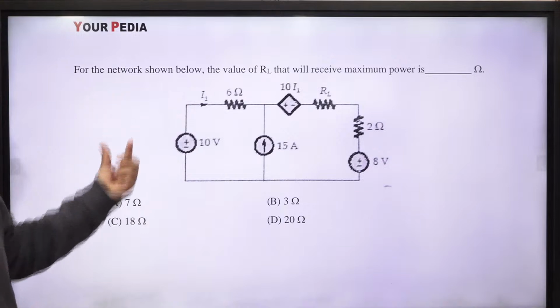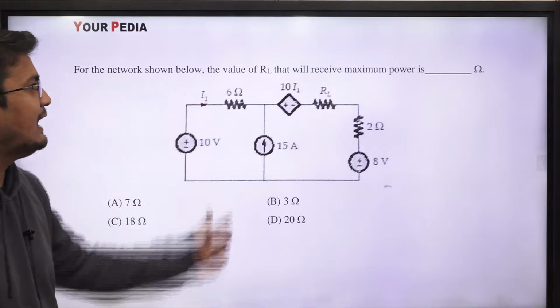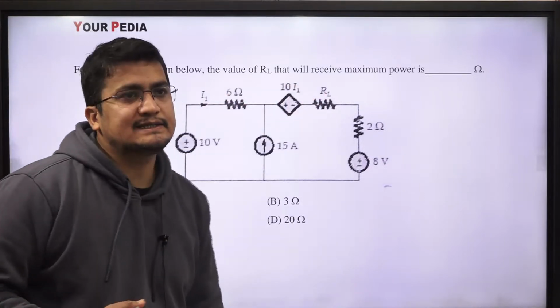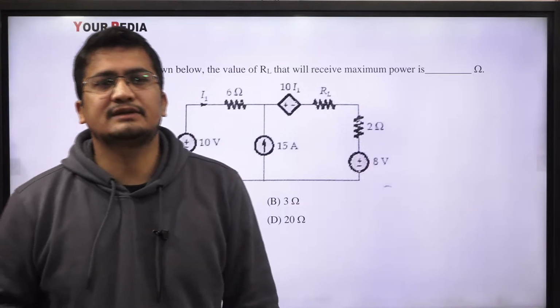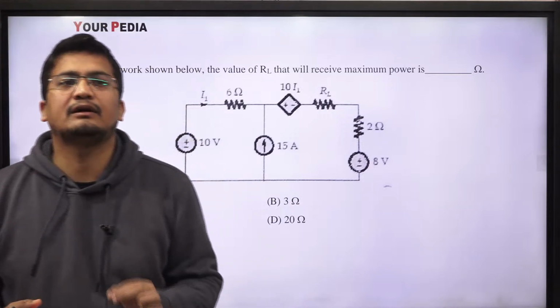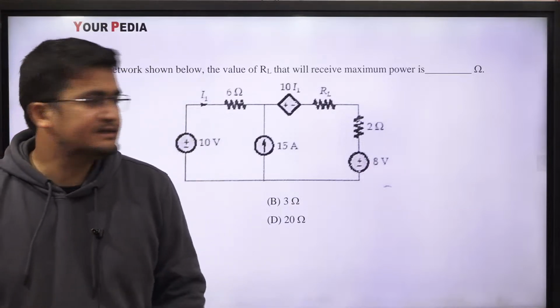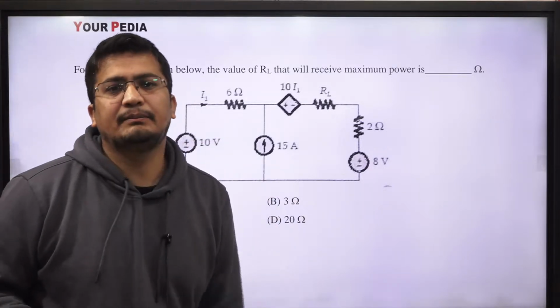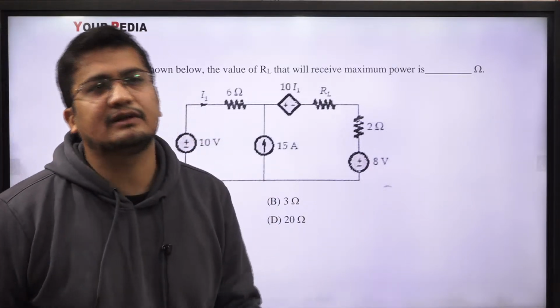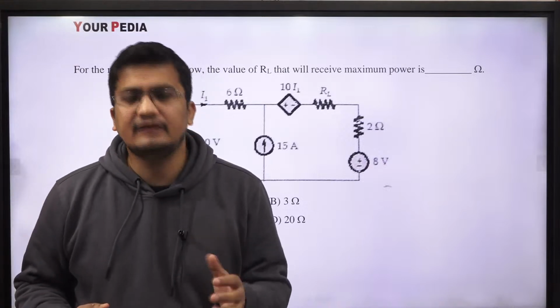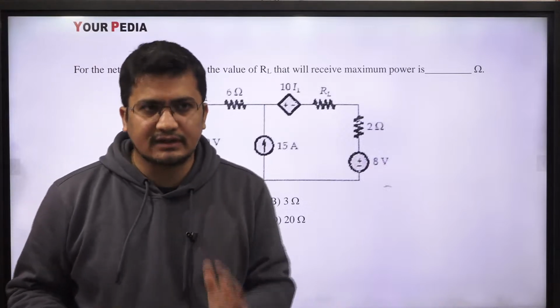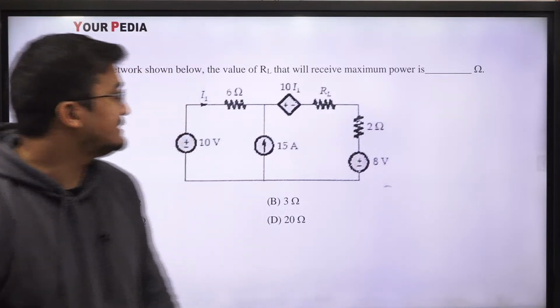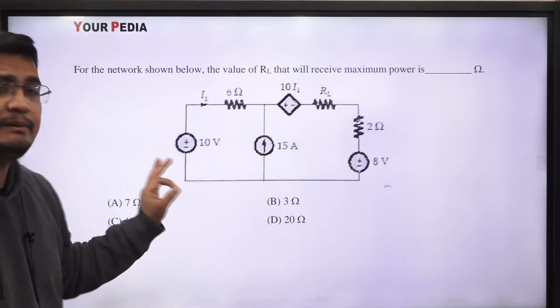For the network shown below, the value of the RL that will receive the maximum power is. It means it's a question from the maximum power transfer theorem, right? And this is a purely DC circuit. So you people might have studied maximum power transfer theorem for the DC circuit, for the AC circuit also, right? So the very first thing is you need to think of the DC circuit only as of now, and it is consisting of the dependent sources and independent sources.